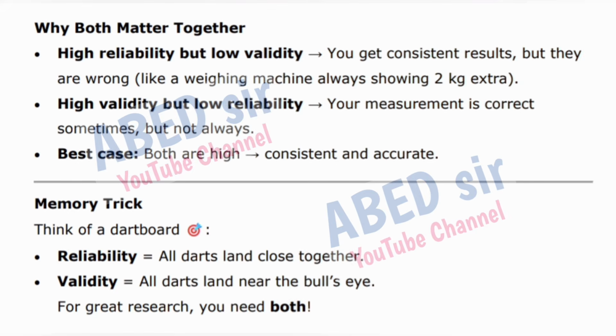Memory trick. Think of a dartboard. Reliability is when all darts land close together. Validity is when all darts land near the bull's eye. For great research, you need both.